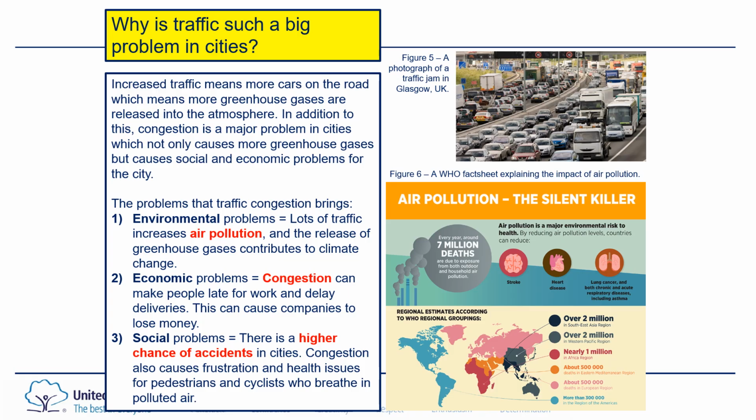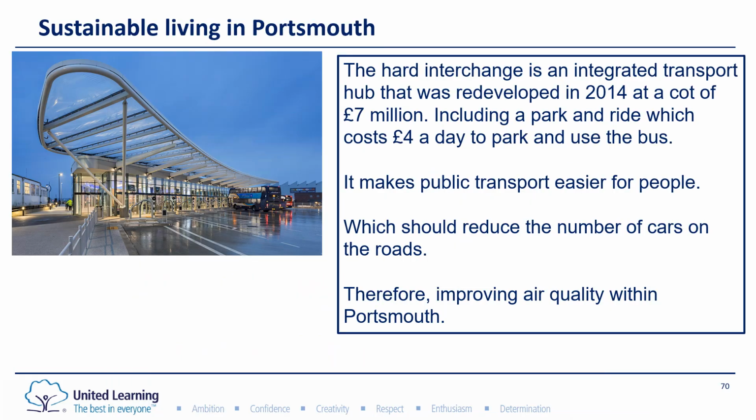So in order to manage traffic in Portsmouth, £7 million was spent on the Hard Interchange. This is an integrated transport hub which makes public transport easier. This means there are less cars on the roads in Portsmouth, therefore improving air quality as there's less CO2 in the atmosphere or the air people are breathing, so less people will be getting lung diseases and asthma. That is the whole topic of urban issues.